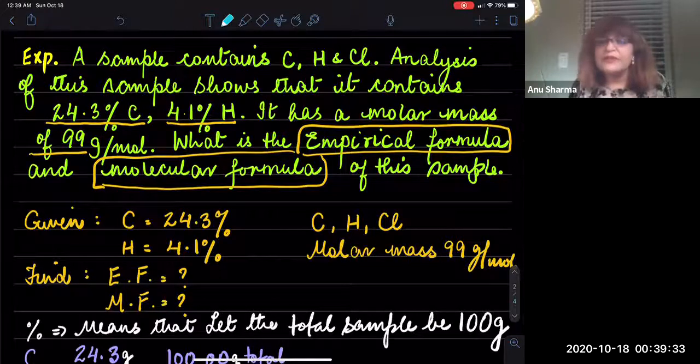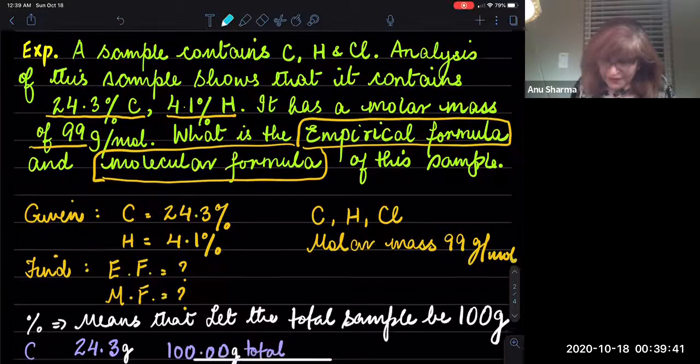So we have a sample that contains carbon, hydrogen, and chlorine. In this sample, we are given 24.3% carbon and 4.1% hydrogen. And we also know that there is chlorine present in this sample. We are also given that 99 grams per mole is the molar mass of the sample. That is already known. So we need to find the empirical formula and the molecular formula.